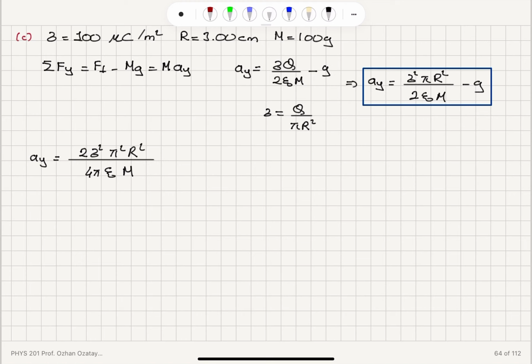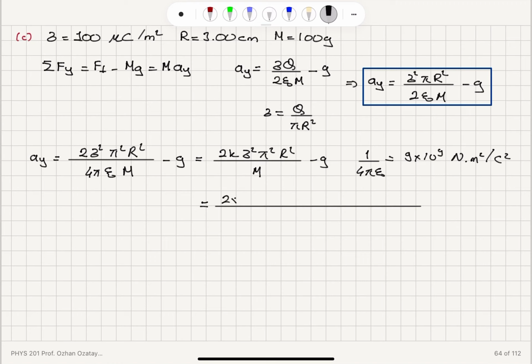And that is followed by minus G. And this is twice Coulomb's constant, 2k, that's 1 over 4 pi epsilon 0, sigma square, pi square, capital R square, divided by capital M minus G. And for 1 over 4 pi epsilon 0, I know approximately this is 9 times 10 to 9 Newton meter square over Coulomb square. That's Coulomb's constant.